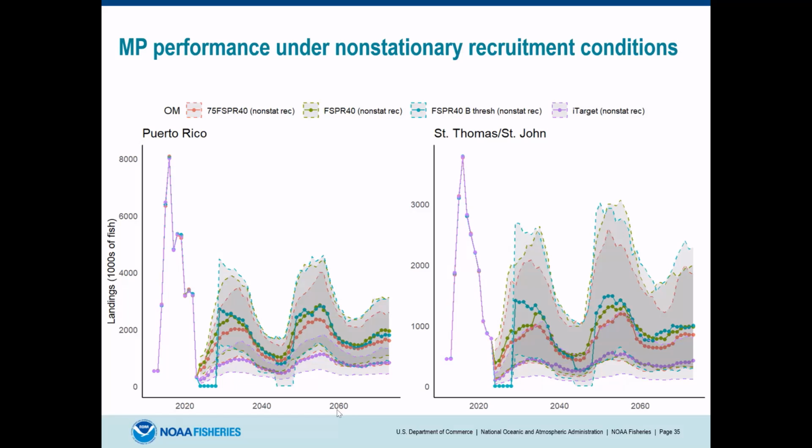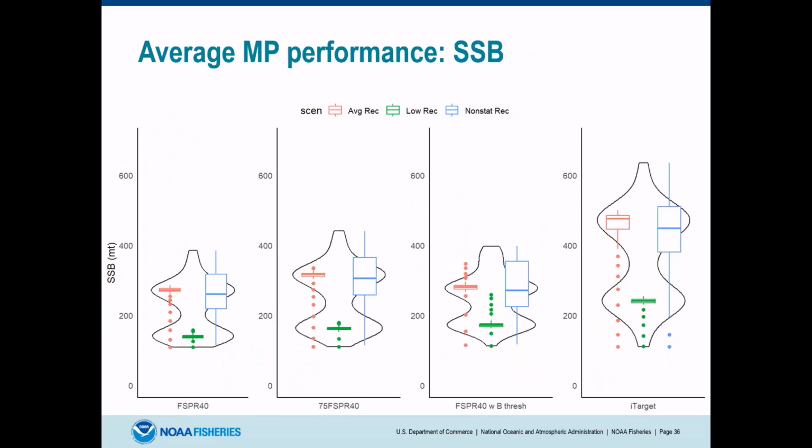Arguably making it one of the most responsive to these non-stationary recruitment conditions. And so here's just proof that I'm learning to make better MSE visuals as I learn how to develop the software. We looked at the average MP performance across each of the four MPs on the x-axis and SSB on the Y with the colors associated with the different recruitment conditions.